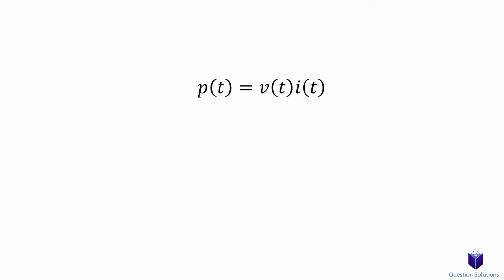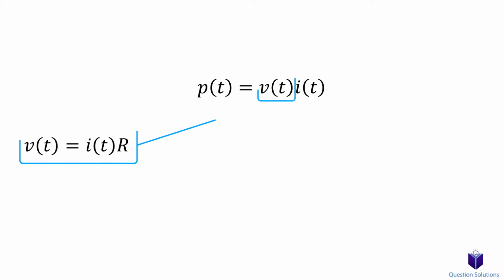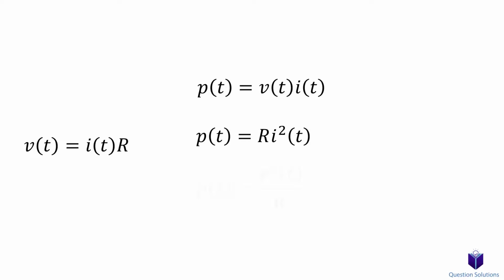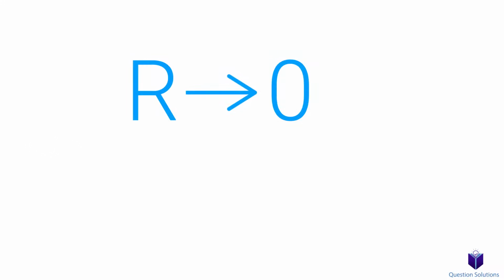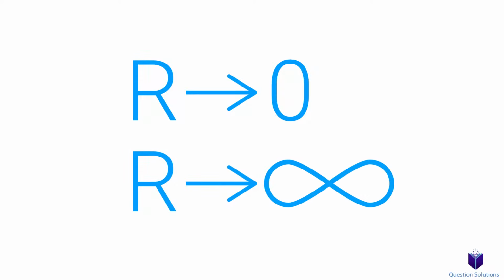Remember from the previous video that power was equal to voltage times the current. Using what we learned right now, we can express power as a function of resistance and current, and a function of resistance and voltage just by plugging in Ohm's law isolated for current and isolated for voltage. There are two scenarios you need to keep in mind when it comes to resistance. That is when resistance is 0 and when it approaches infinity.